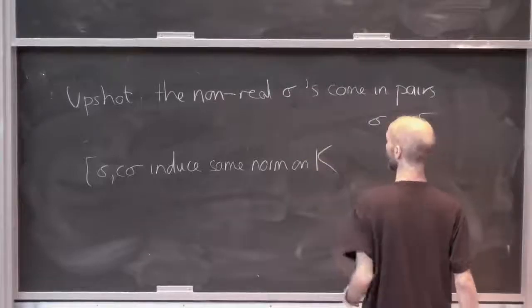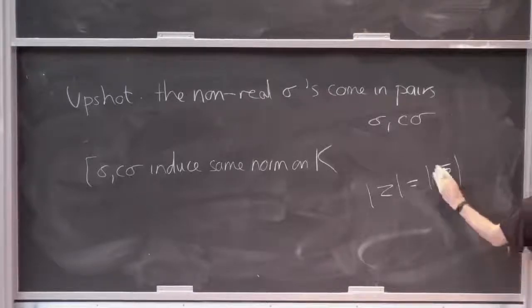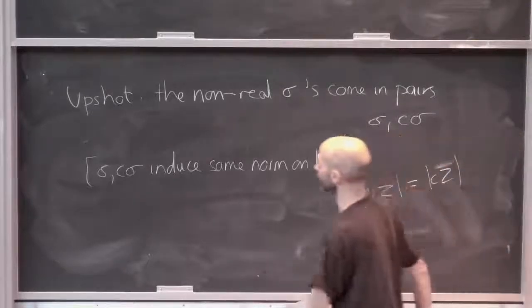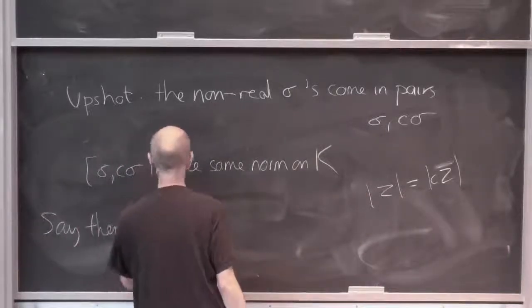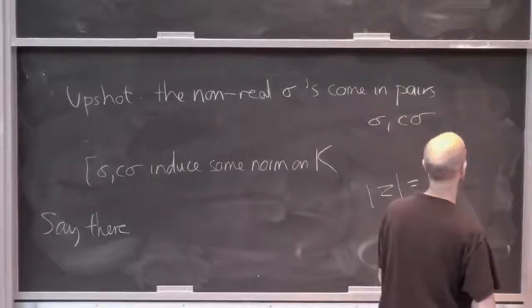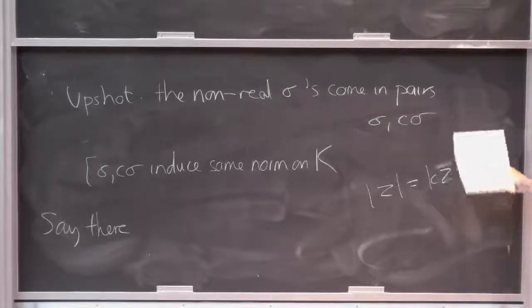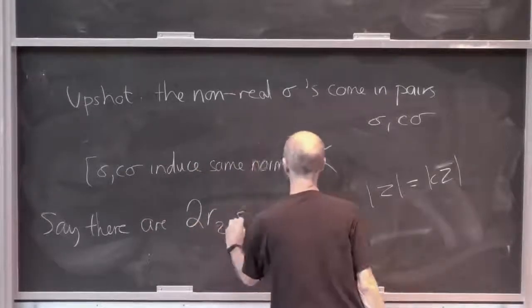On K, you see, because the norm of z equals the norm of z bar. So there might be different field homomorphisms, but they give the same norm. And you think about these primes as giving norms. So the non-real sigmas come in pairs. I want some notation for the number of non-real maps. You would think I'd call that one R1, let's call this R2, but because they come in pairs, I'll call it 2R2. Let's say there are 2R2 such maps.